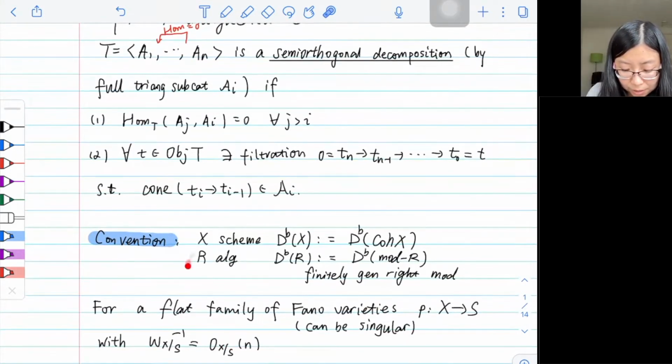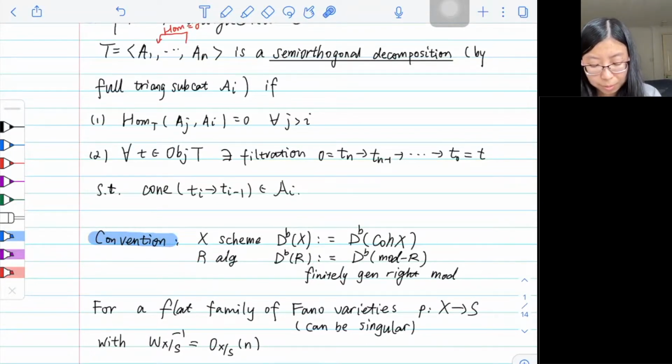The other case is that if you have an algebra R, then I will use the notation D^b(R) to represent the bounded derived category of finitely generated right modules over R. When your algebra is commutative, this is also equivalent to the bounded derived category of Spec R, the affine scheme corresponding to it. But usually, the algebras that will appear in this talk will be non-commutative.